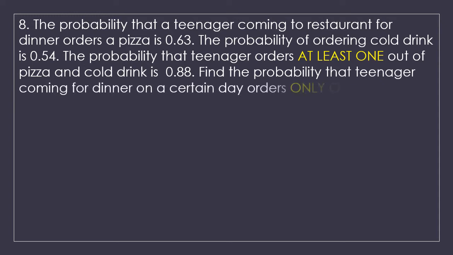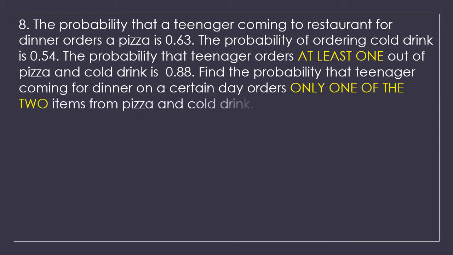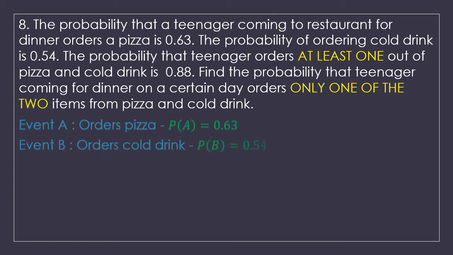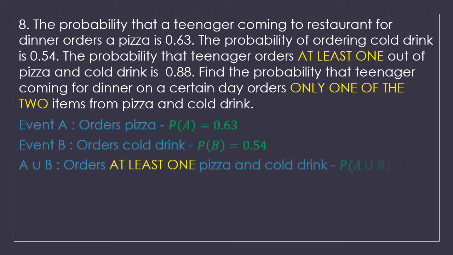Find the probability that a teenager coming for dinner on a certain day orders only one of the two items from pizza and cold drink. Okay, I should probably read the question again, but before that, the events given are: event A, he orders pizza, that is probability 0.63. Event B, that he orders a cold drink, probability of B is 0.54, and at least one basically means the union of events. So the union of events is already given. Orders at least one of pizza and cold drink, that is P of A union B is 0.88.